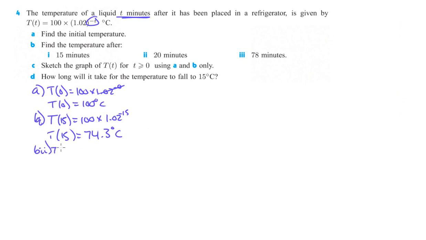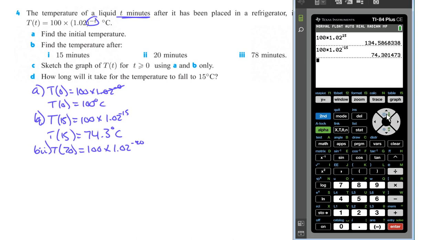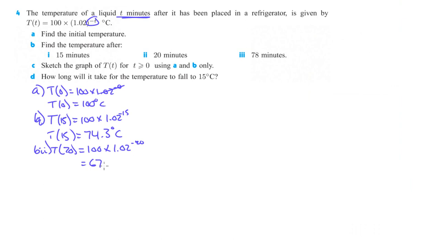Part C is the temperature at 20 minutes. We can put the equation in there just so you know what it looks like, 1.02 to the negative 20th. A nice trick is if I go back up and highlight this and push enter, again, it will give me that equation back, and now I can edit it. All I have to do is turn my negative 15 into negative 20, push enter, and now it's down to 67.3 degrees. So the temperature at 20 is 67.3 degrees Celsius.